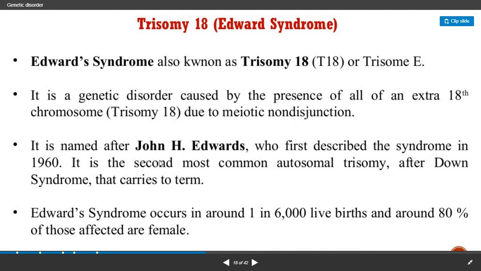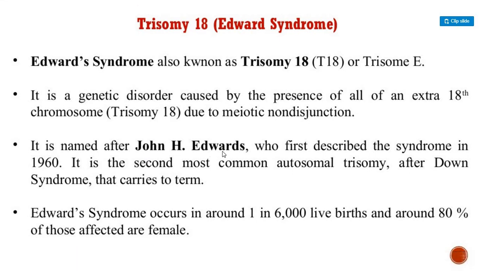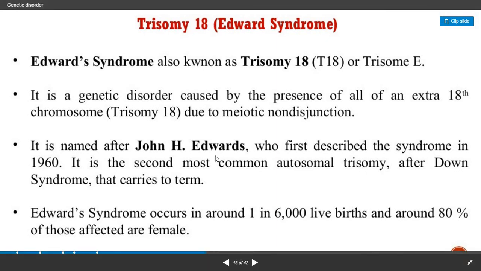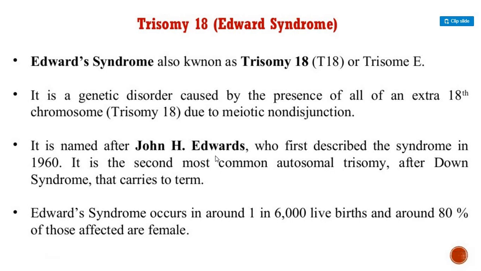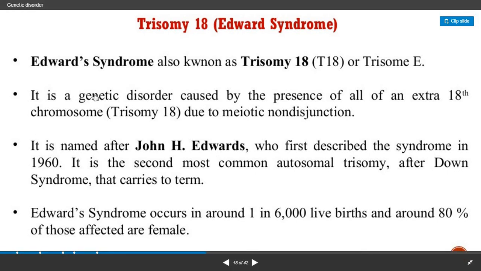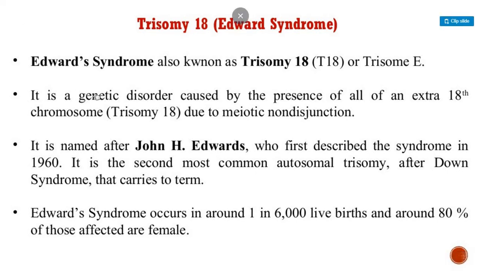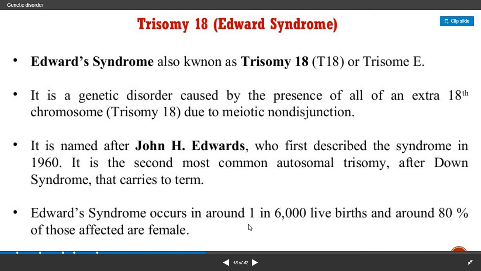It is named after John H. Edwards, who was the first person to describe this syndrome in 1960. It is the second most common autosomal trisomy after Down syndrome that carries to term. Edwards syndrome occurs in around 1 in 6,000 live births, and around 80% of those affected are female individuals. Means females are more affected as compared to males.